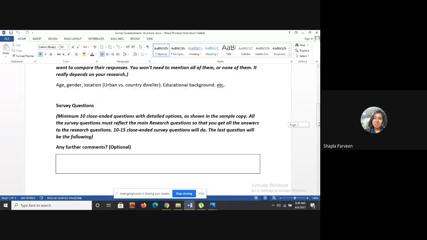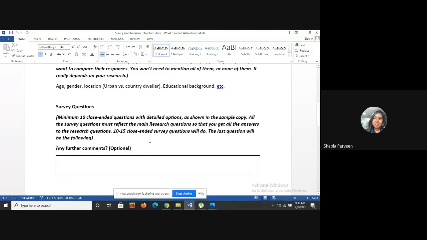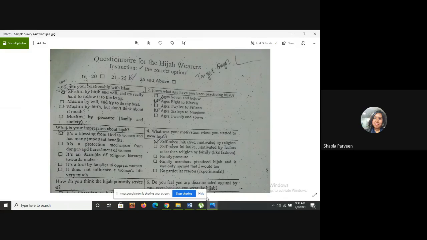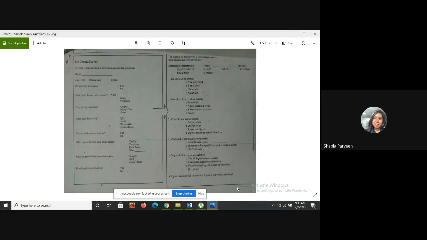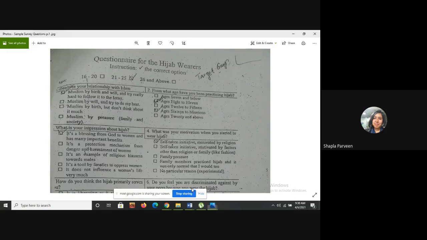Yeah, so that's it. I will give you this structure of the survey questionnaire as well. I will post this as well as the sample copy. There is actually a second page to this sample copy. Your options should not be something like yes, no, or, if the question is how often do you do something, a lot, some, not much. It should not be limited like this. It should be more detailed, just like this first page. So all the options should be detailed like this.